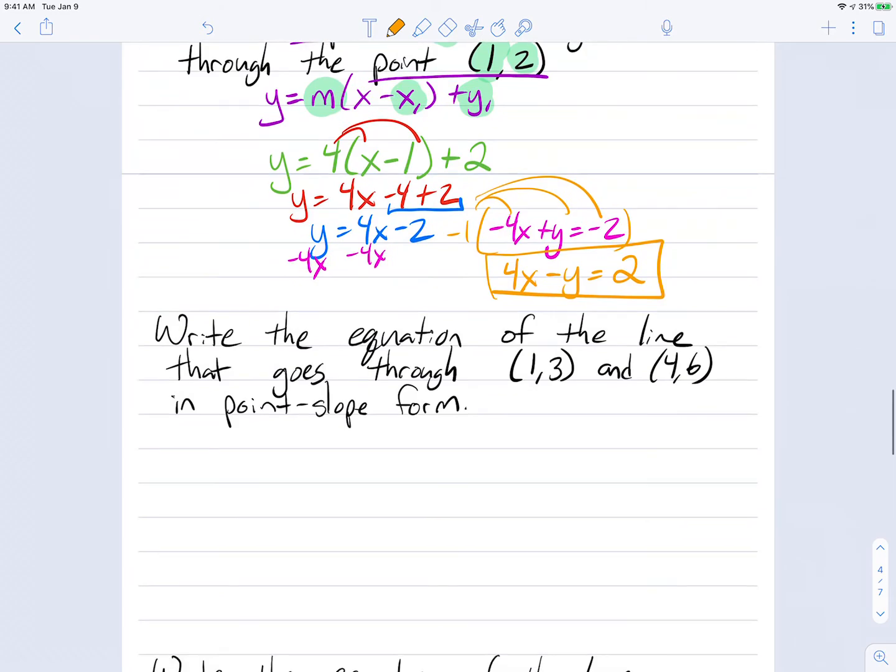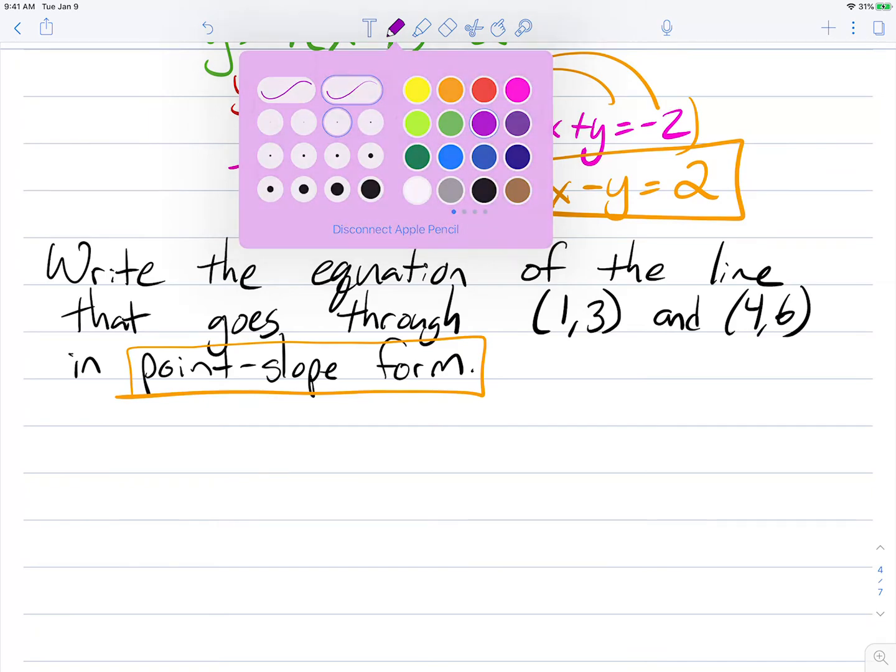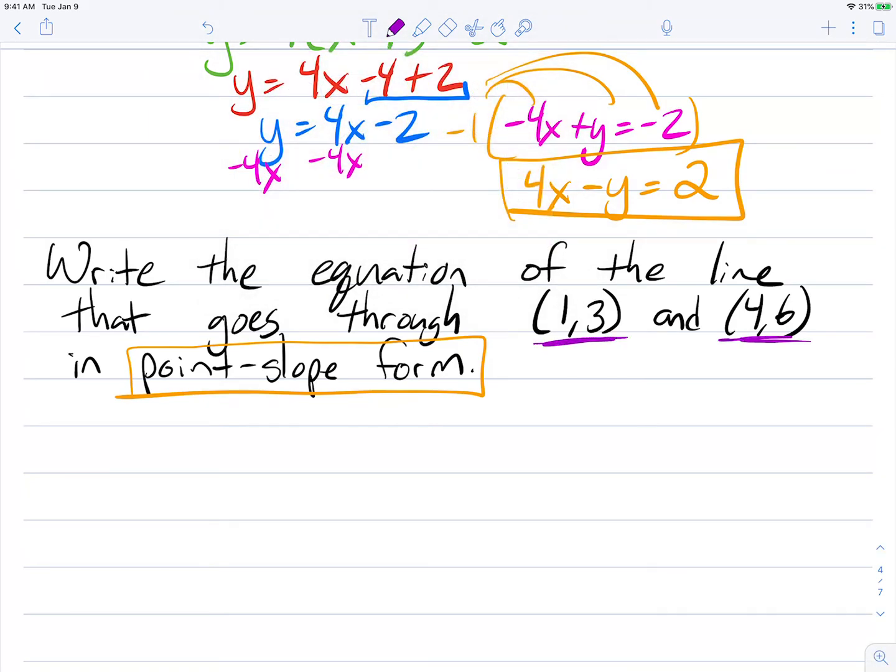Okay, 3 more problems. Write the equation of a line that goes through the points (1, 3) and (4, 6) in point slope form. Okay, this one's nice because it's going to be point slope form. Well, I'm only given 2 points. I don't have a slope. So the first thing I need to do is find the slope.